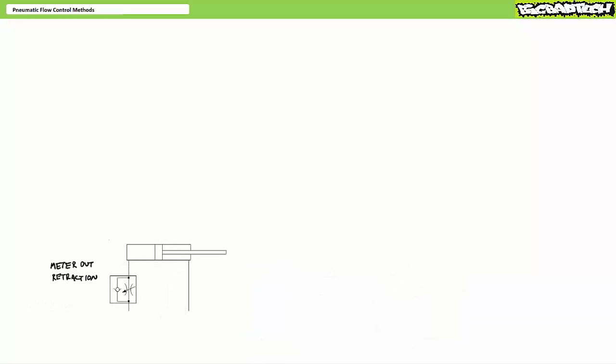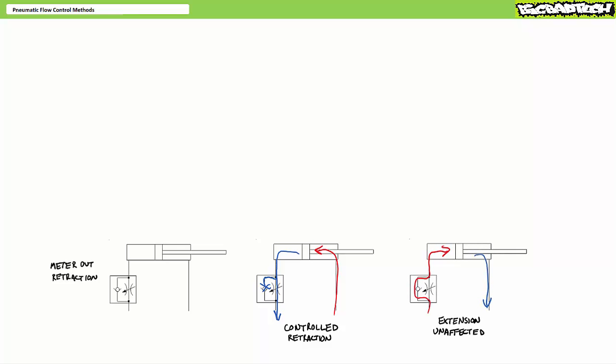Finally, let's take a look at meter-out retraction. A meter-out retraction arrangement makes use of a flow control valve with check valve bypass installed in the cap end oriented in the following fashion. During a retraction, air exhausted from the cap end forces the check valve poppet to the seat and all flow must travel through the narrow restriction orifice. Closing the orifice backs up air in the cap end, thus slowing retraction speed. As previously, the check valve bypass allows the cylinder to extend at full speed. During extension, air entering the cap end pushes the check valve poppet off its seat so that it flows unimpeded.